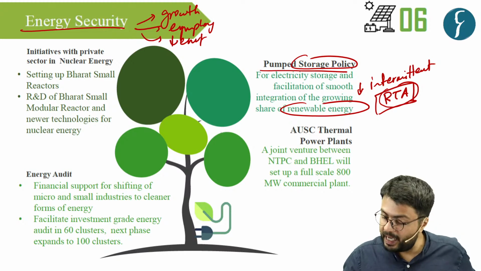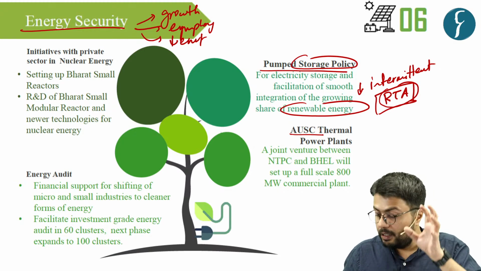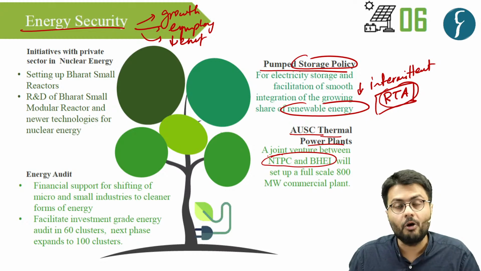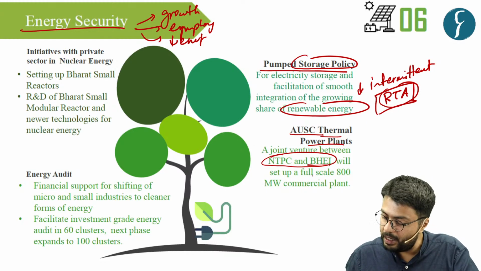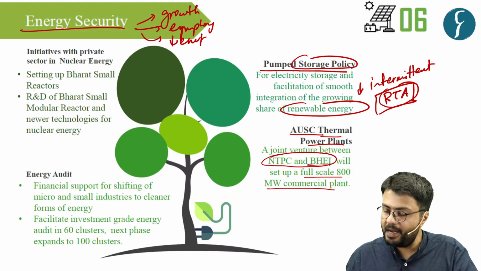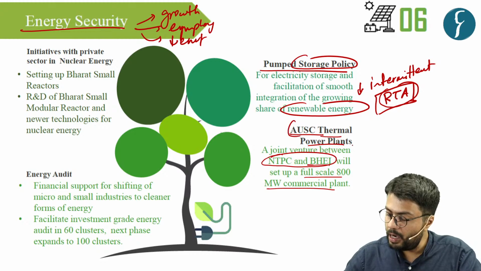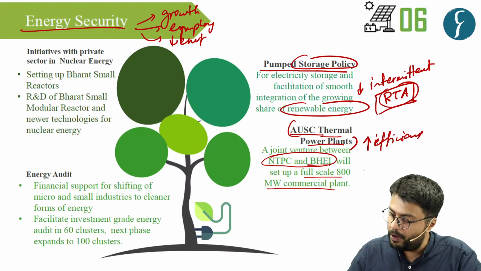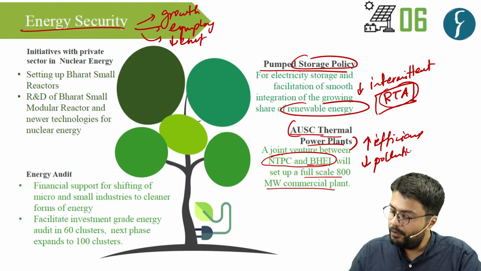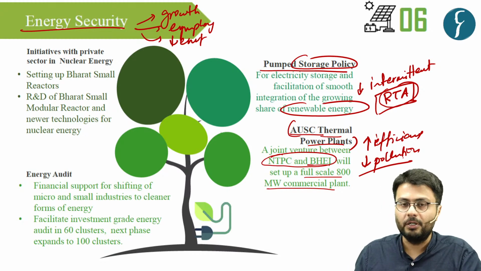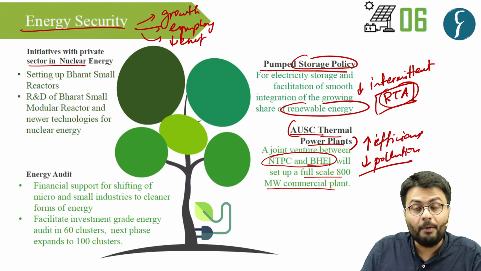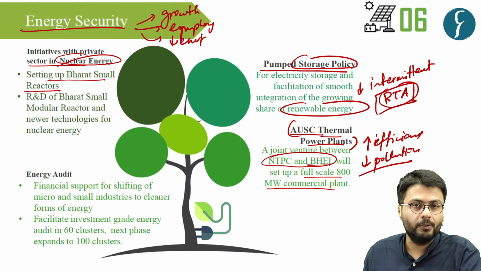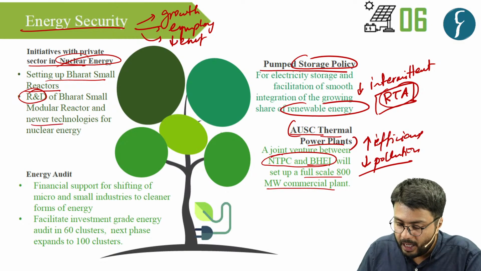Further, the government is also undertaking development of an advanced ultra supercritical thermal power plant, which will be a joint venture between National Thermal Power Corporation as well as Bharat Heavy Electricals Limited, as these companies will establish a full-scale 800 megawatt commercial plant based on highly efficient thermal power. Now, this initiative is looking to promote the efficiency of thermal power and also to reduce the pollution levels, which are quite high as far as thermal power plants are concerned. Also, the government is undertaking developments in the nuclear energy field, as it is looking to set up small sized Bharat small reactors. And also to promote research and development, the government is extending support to the private sector as well.